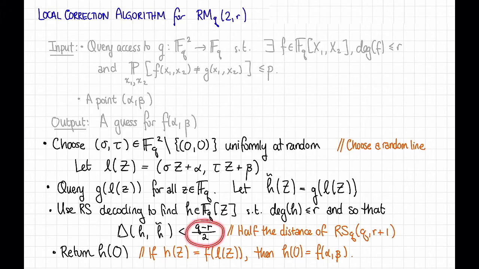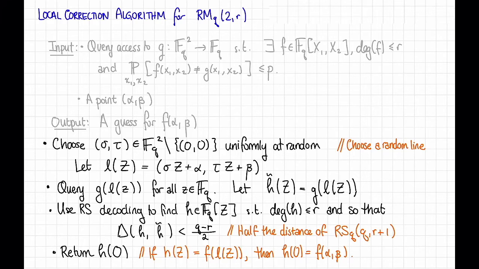Notice that this value here is half of the distance of the Reed-Solomon code with length q and dimension r plus 1. And so if such an h exists, our Reed-Solomon decoder, for example the Welch-Berlekamp algorithm, will be able to do this. Then what we're going to do is return h of 0. The reason for that is that if we succeeded, and there wasn't too much corruption along this line, then h of z will be equal to f of L of z, and that means that h of 0 is f of L of 0, but L of 0 is alpha, beta, so that will just be f of alpha, beta, which is what we wanted to return.